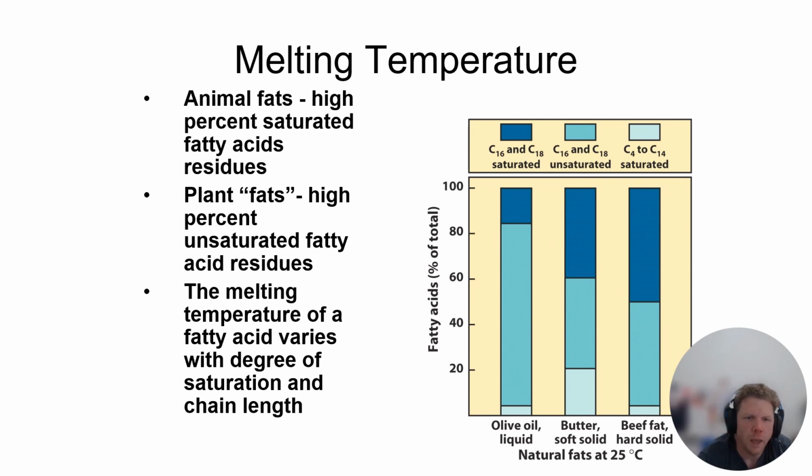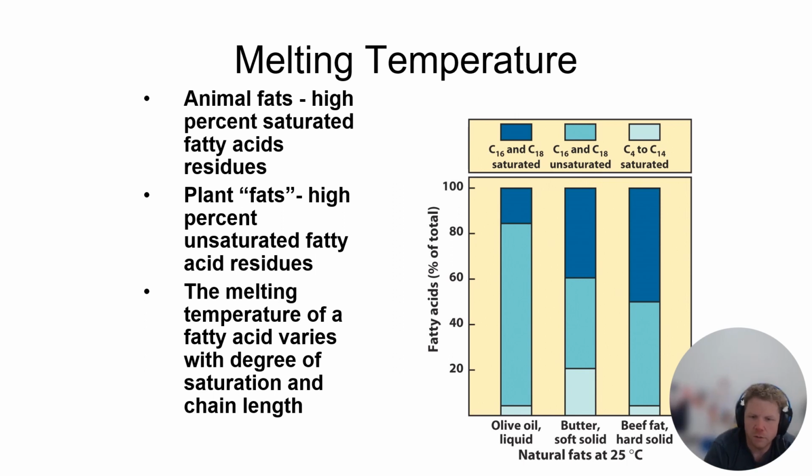Okay, so animal fats typically have a high percentage of saturated fats. So one of the reasons that lots of nutritional advice is, hey, lay off the saturated fatty acids, or sorry, lay off of red meat or bacon, because animal fats have a high concentration of saturated fatty acids. Plant fats, by comparison, have a high percentage of unsaturated fatty acids.